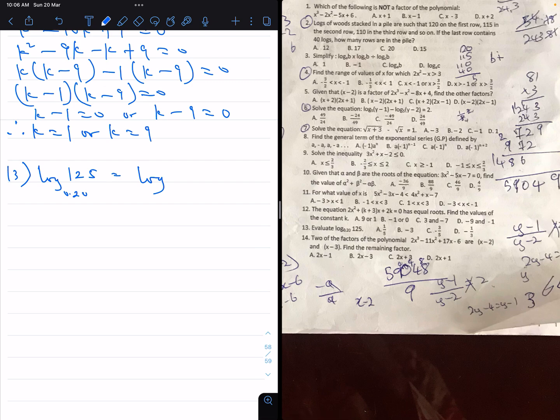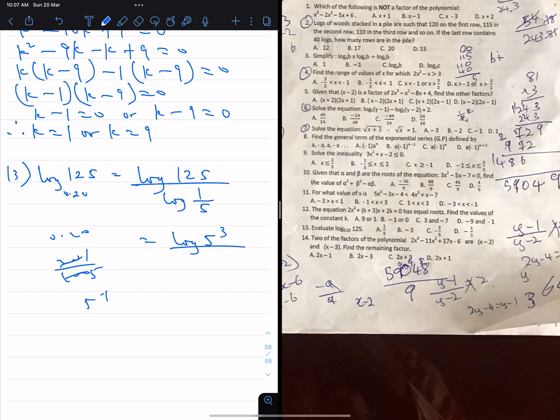So what does that mean? This simply means log 125 over 0.20 is the same as log 125 over 20 over 100. Right? So 20 over 100 is 1 over 5, which is 5 raised to power minus 1. And 125 is 5 raised to power 3. So we have log 5 raised to power 3 over log 5 raised to power minus 1.